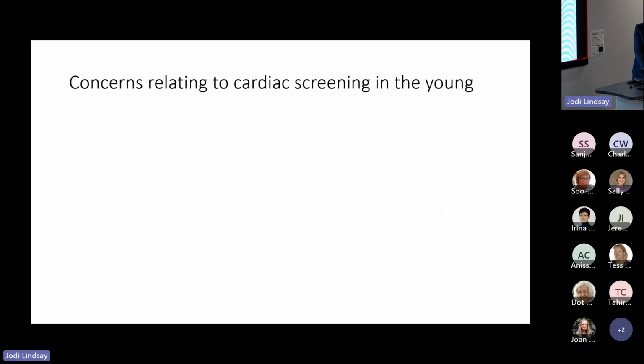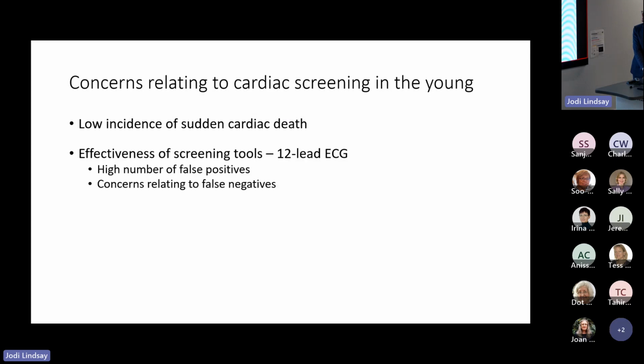And other concerns relating to cardiac screening, I'll say there are plenty. The relatively low incidence of sudden cardiac death means you need large numbers to detect the cases and to prevent sudden cardiac death. There are concerns about how effective the screening tools are in terms of false positives and false negatives, and I'll come to that in a second.